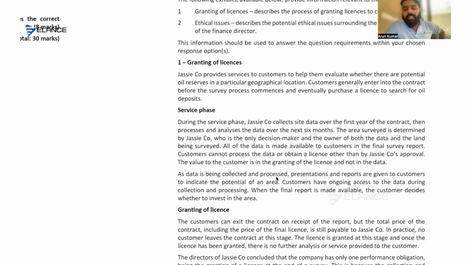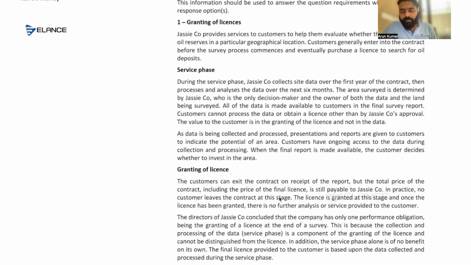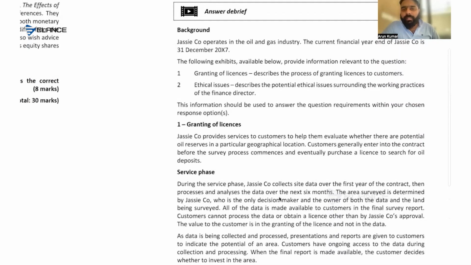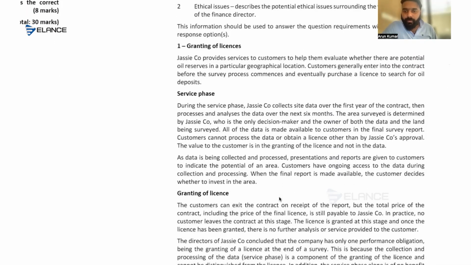Okay. So as data is being collected and processed, presentations and reports are given to customers to indicate the potential of an area, and customers have ongoing access to the data during the collection and processing. So when the final report is made available, the customer decides whether to invest in the area. So this is the service phase. Okay, this is the service phase. So when JC is providing service, this is what actually happens. So is that clear, everyone? The service part.